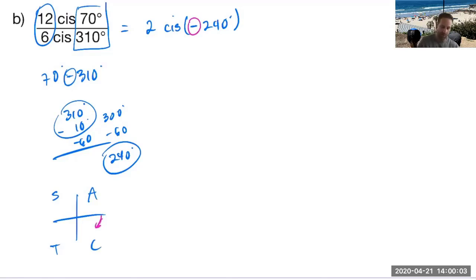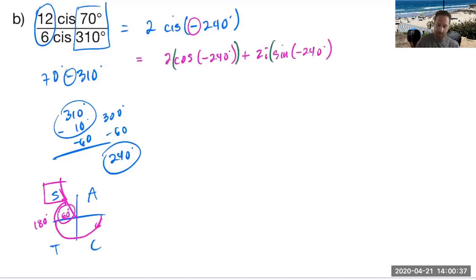And I'm going to have to go 240 degrees, which means 180 plus how much more? Hopefully you said 60. So I know I'm going to be using a reference angle of 60, and careful, I'm going to be in quadrant 2, not 3, because of the negative. So expanding this out, then I will evaluate my trig functions. So I will have 2 times that plus 2i times that. And I know I'm in quadrant 2 because of the negative, which means this is going to be negative something, and this is going to be positive something.